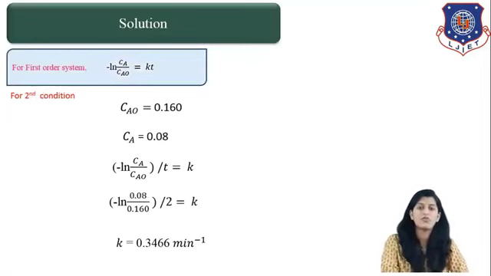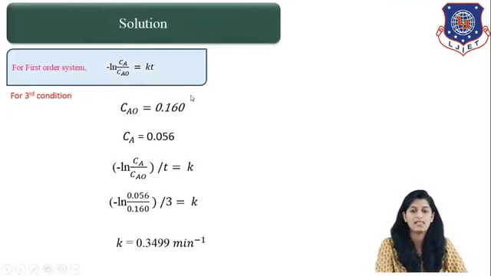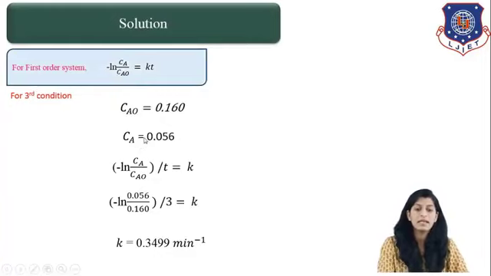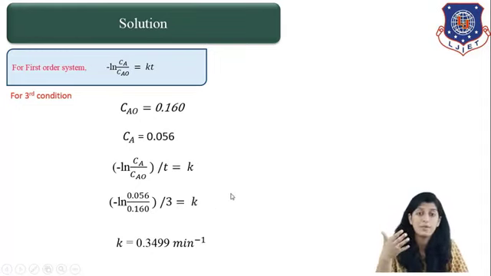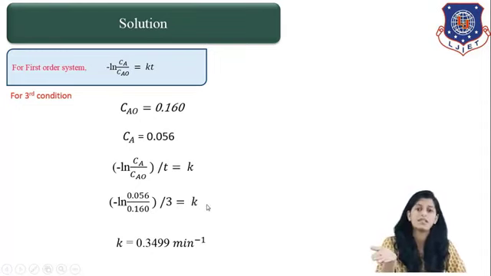So now let us check for condition 3 and condition 4 as well. For condition number 3, if you can see, Ca0 is provided to us as 0.160, Ca value is 0.056 and time is 3 minutes, t equals 3. Substituting the values and determining it, K comes to be 0.3499. So if you can see all the three values, 0.34 is remaining constant, right. So the assumed rate is going to be constant if the fourth condition is valid as well.